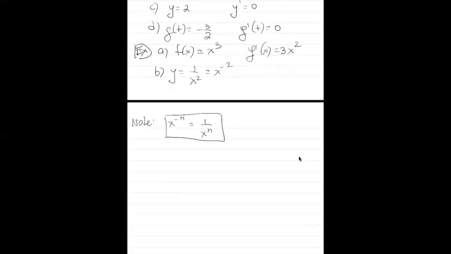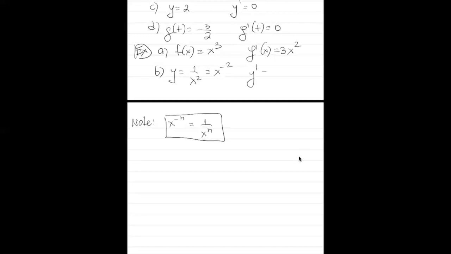So here is a formula we're going to use a lot. If I have x to the negative n, if I have a negative power, that is 1 over x to the n. And now if I have negative power on the denominator, becomes positive on the numerator. But this is what we needed to use here. That's why 1 over x squared is x to the negative 2.